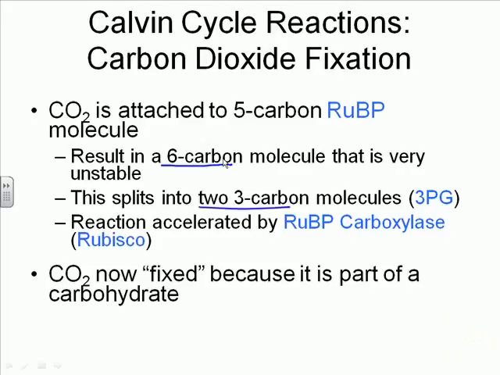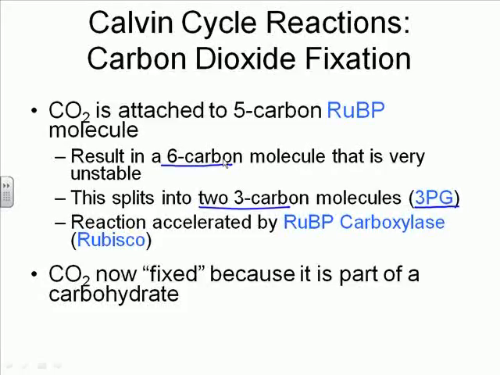It splits itself into 2 3-carbons. They're smaller, they're more stable. These are called 3PG. It's the proper name for the 2 3-carbon molecules. So one more time, we bring carbon dioxide in from the atmosphere, attach it to this 5-carbon RUBP, which always exists in the stroma, the fluid of the chloroplast. These 2 join together, become unstable, therefore they split into 2 3-carbon molecules.